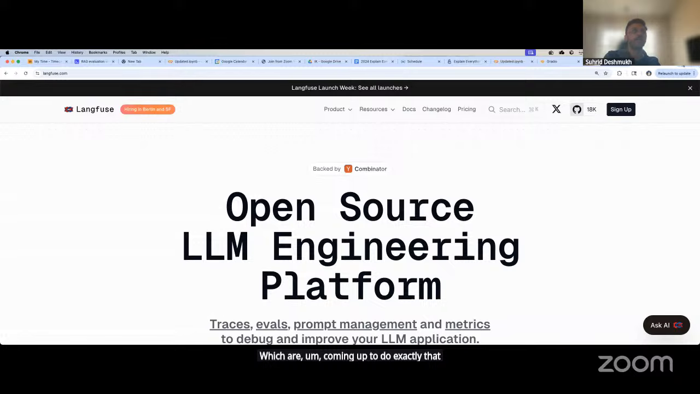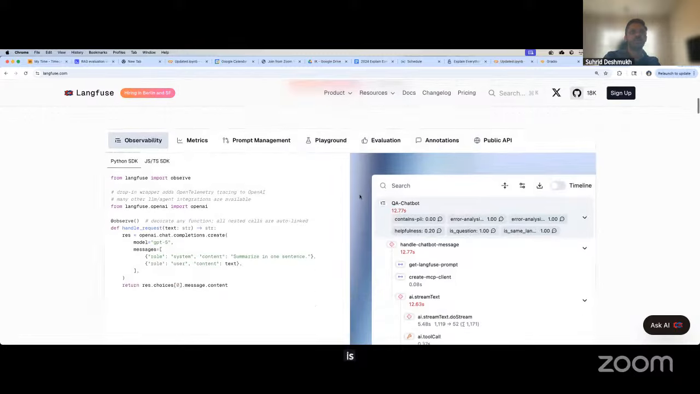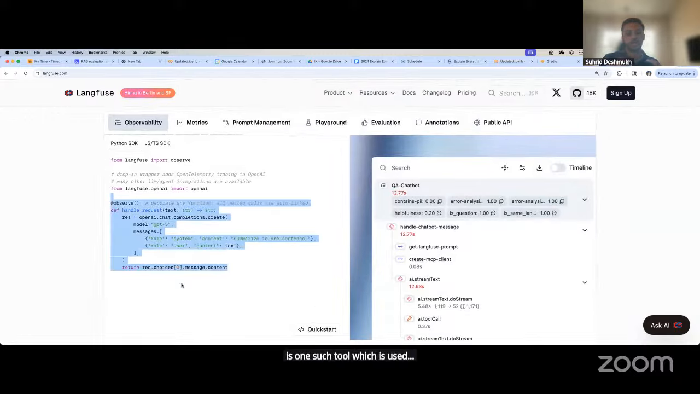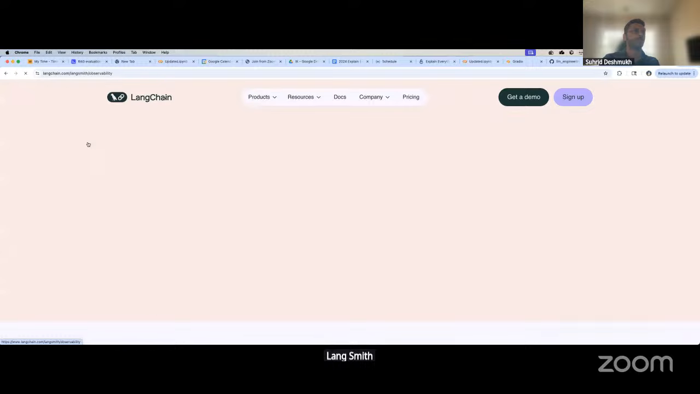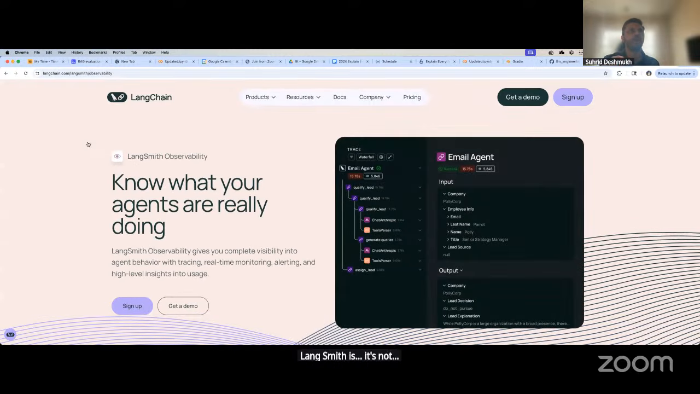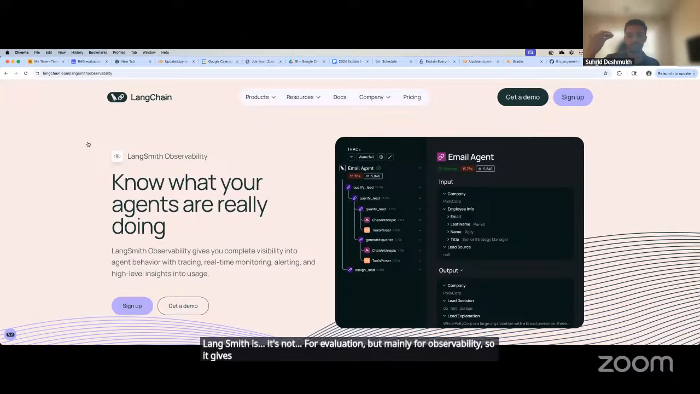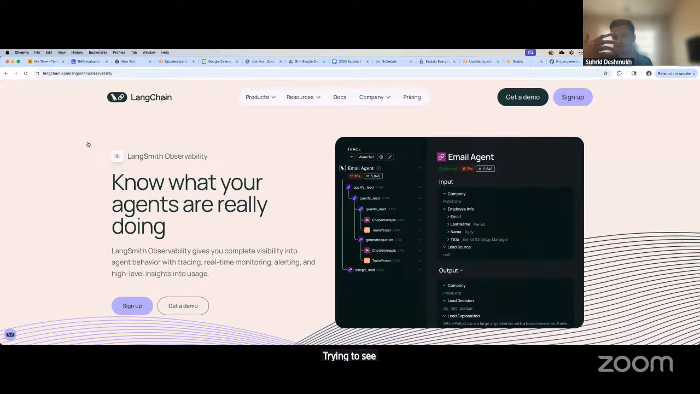And there are tools which are coming up to do exactly that. LangFuse is one such tool, whose entire value prop is evaluation of LLMs and RAG-based systems. LangSmith is not for evaluation, but mainly for observability. So it gives you a graphical user interface to see how your LLM or a RAG-based system is operating on the back end.